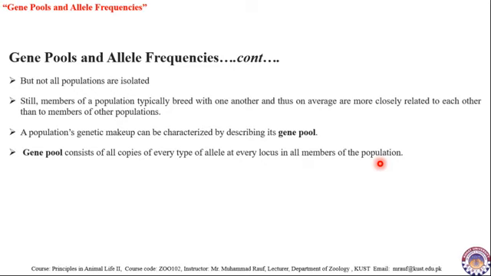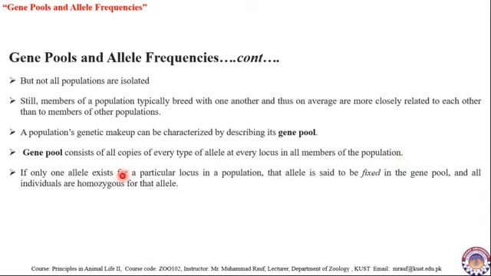So what makes up a gene pool? Gene pool is the collection of all copies of every type of allele at every locus in all members of the population. So in that population, if you want to develop a gene pool, you will have to consider the gene for every locus, then the different alleles for every locus in that population.